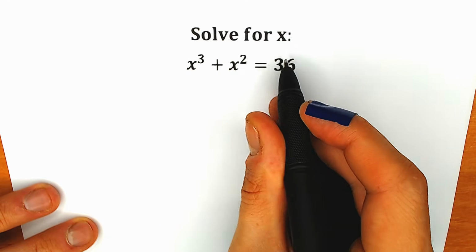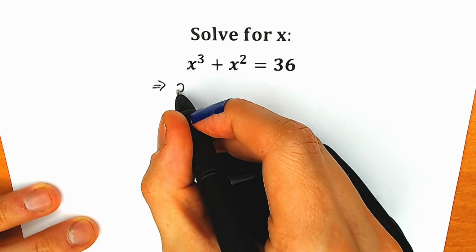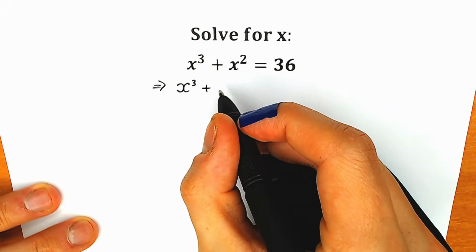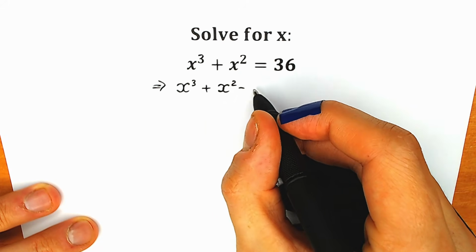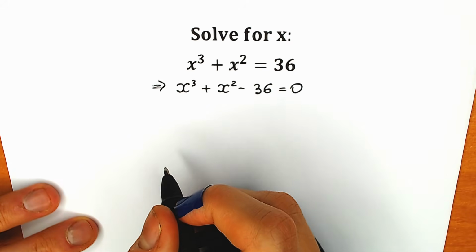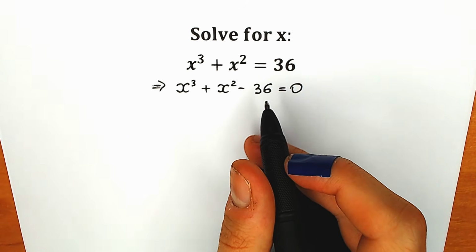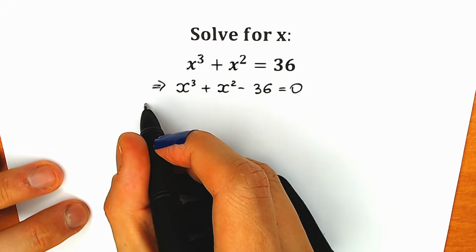So first of all, let's write the 36 on the left side. This is our first step. So we have x cubed plus x squared minus 36 equals 0. Okay, this is our equation. Right now, because there are a lot of ways to solve this equation, I'm going to show you this one. This is the easiest one.